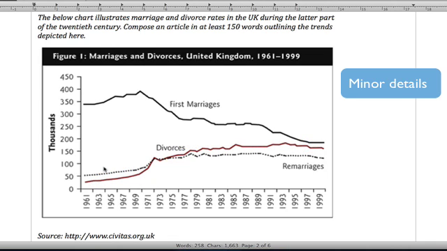Remarriages follows a very similar pattern, and we should be sure to point this out in our response using comparative language. Remarriages show the same acceleration between 1961 and 1972. And this is followed by a period that appears to be much more of a plateau than we see for divorce rates. So we can say that remarriages has two clear minor trends.